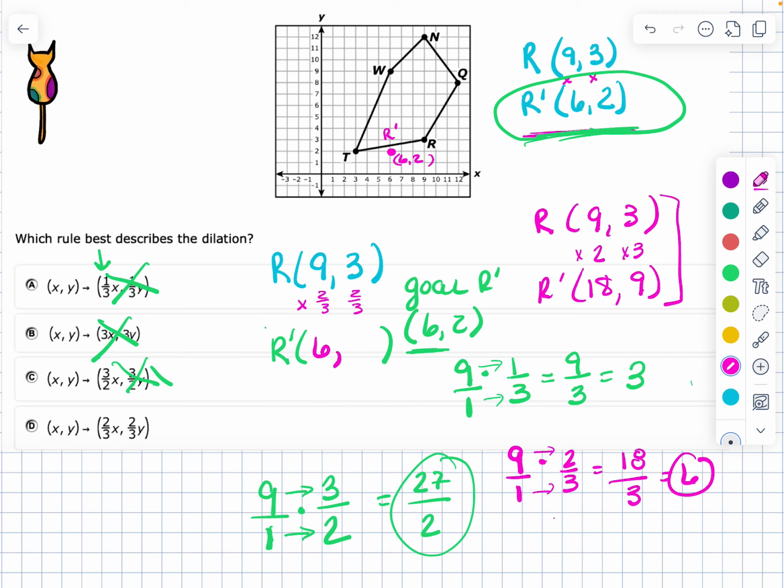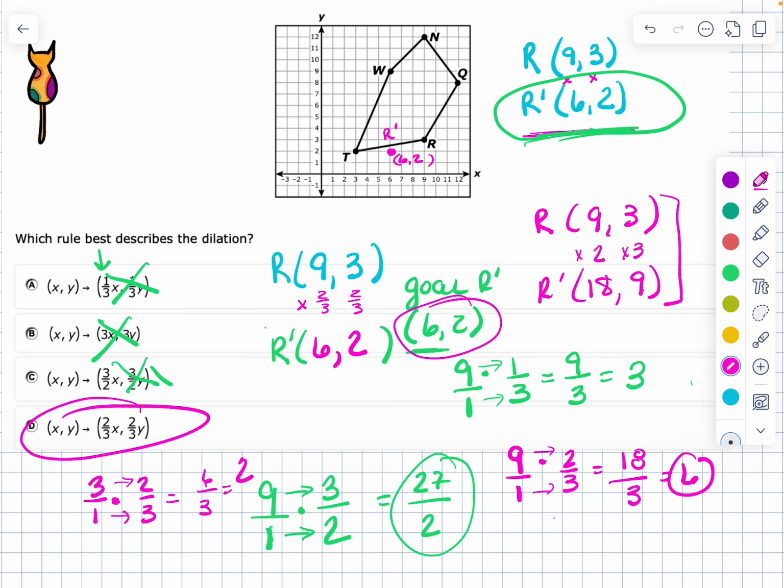And let's test the 3 as well. That's going to be 3 over 1 times 2 over 3. Multiply straight across, and we get 6 over 3. 3 goes into 6 2 times, and that's exactly what we want. So D is our answer. I hope this helps, and I will see you in the next one.